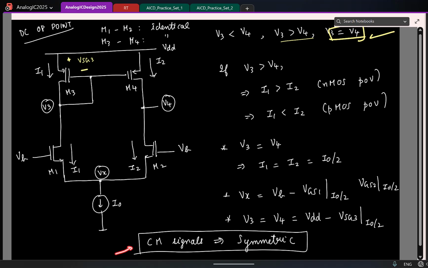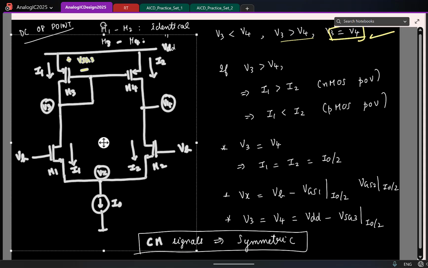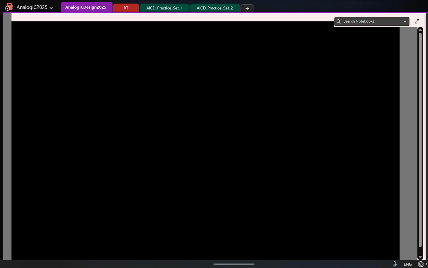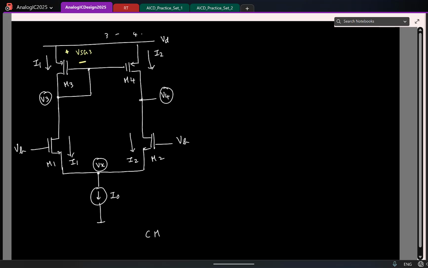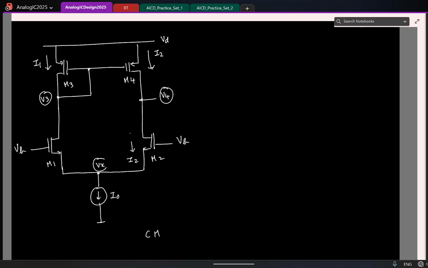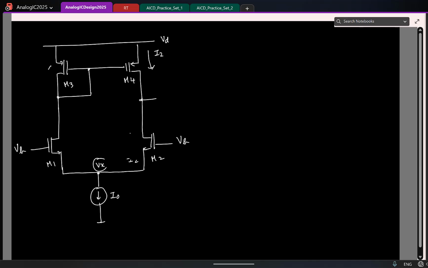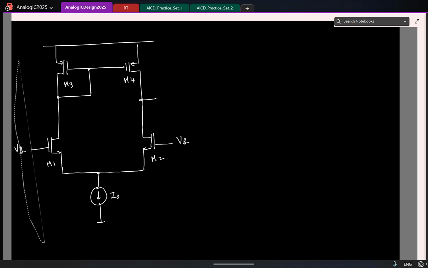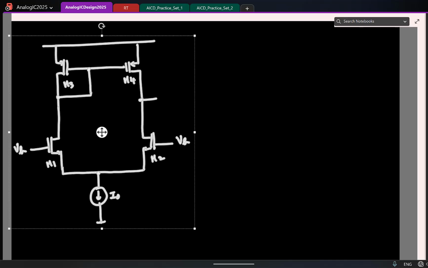Awesome. So now at least we know what the DC operating point is. So this is fine. Now let's look at how the small signal behavior is going to be. Let me erase this. Remove everything. So now I'm interested in finding the small signal gain.